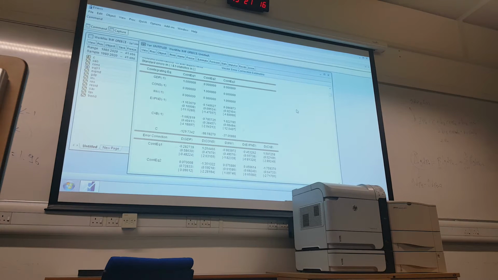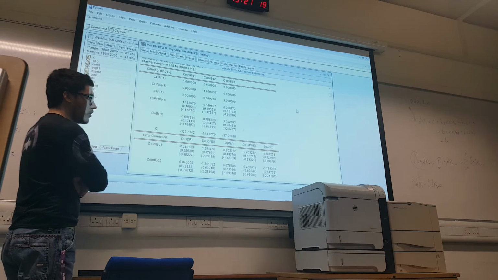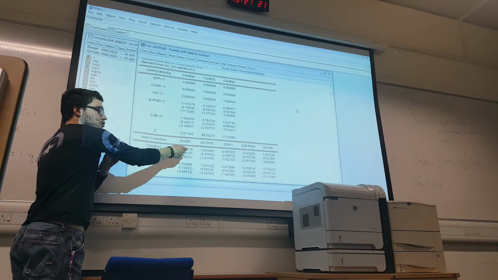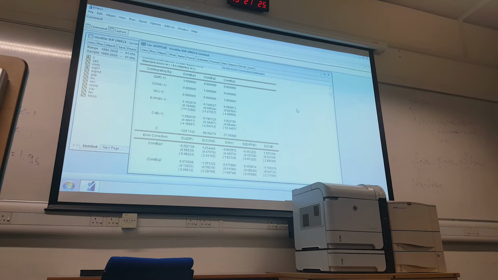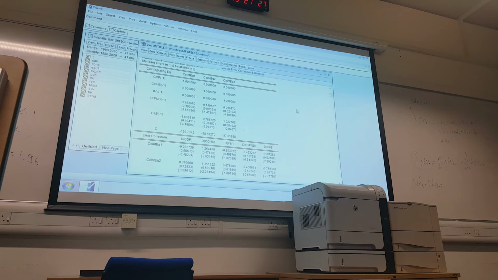So what do we do here? We accept the null hypothesis that the speed of adjustment is equal to 0 and not equal to minus 0.28. If the speed of adjustment is equal to 0, what does this mean for our model? Convergence back to equilibrium, divergence, or something else?